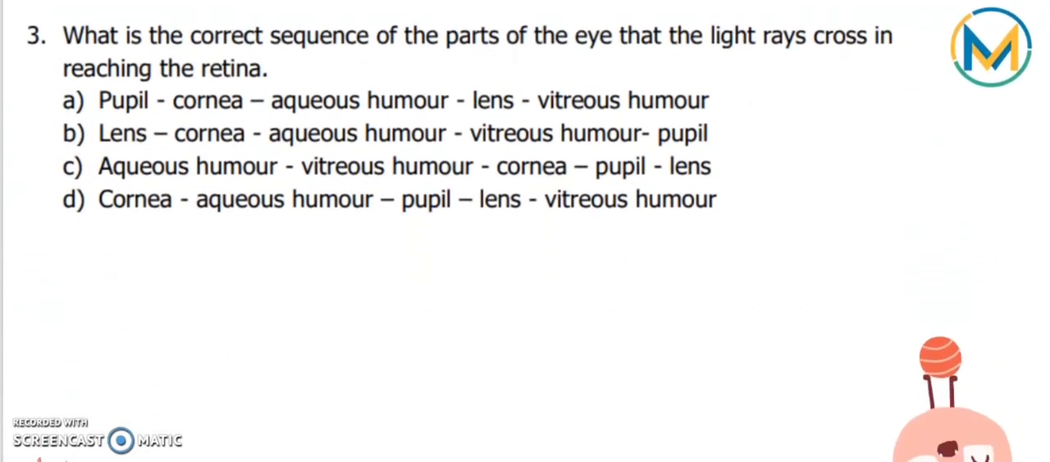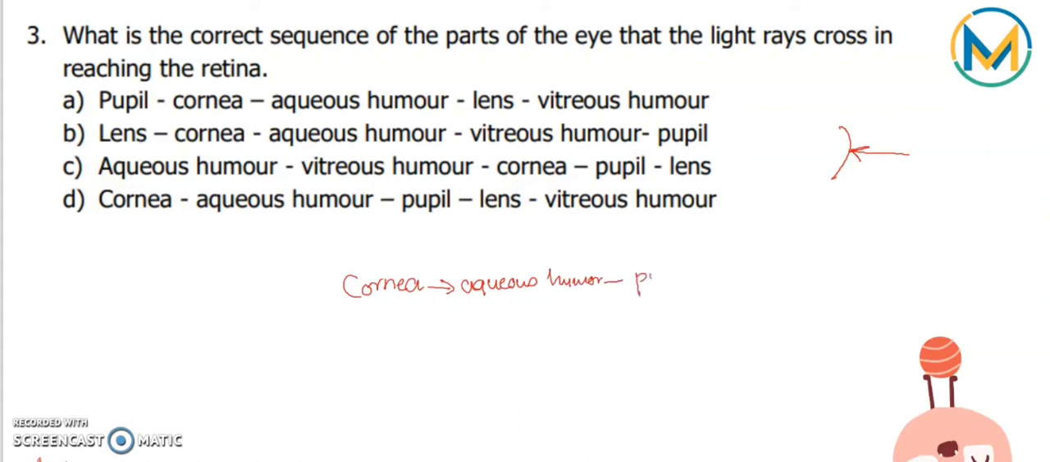What is the correct sequence of the part of the eye that the light rays come in reaching the retina? Now, the retina is the important part of a light. Looking from the out part of the lens, where from the light rays will travel. So first it will pass through cornea, which is the outer part. Then from cornea it will pass through aqueous humor, which is the liquid region.